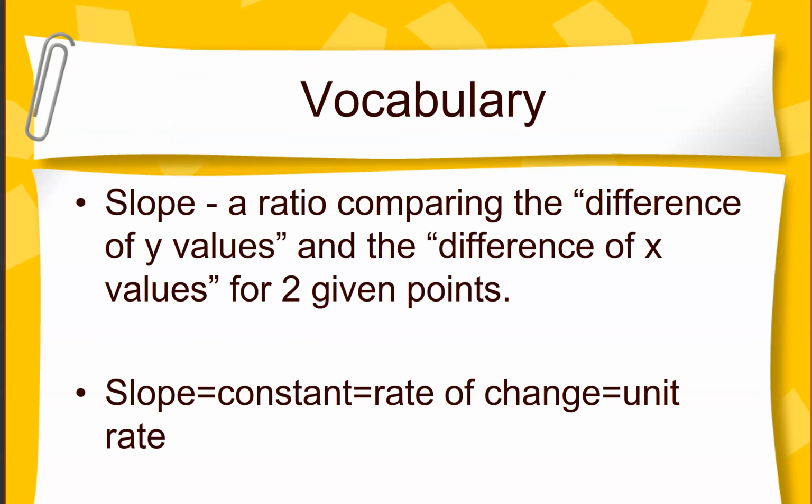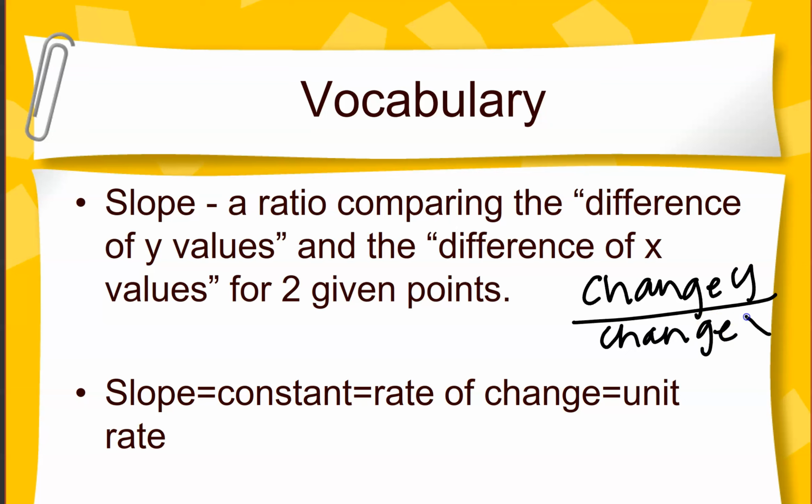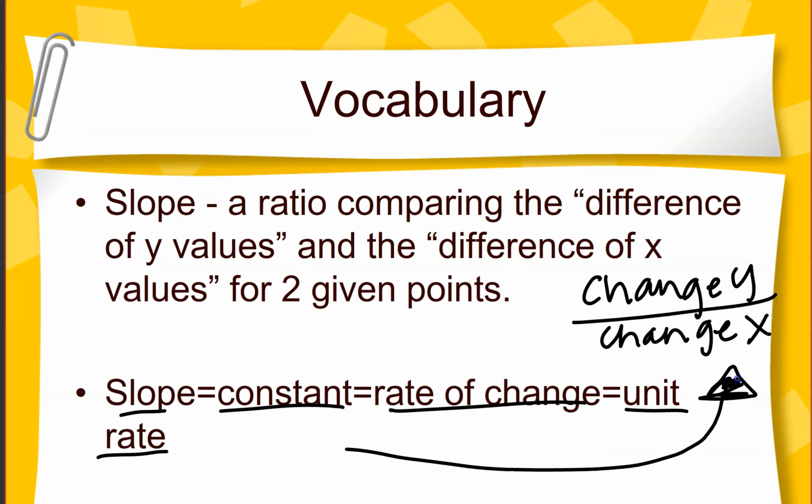So first, some vocabulary. Slope is a ratio comparing the difference of y values and the difference of x values for two given points. So that is just your change in y divided by your change in x. Like I said before, slope, constant, rate of change, and unit rate, you find them all the same way. Change in y divided by change in x.